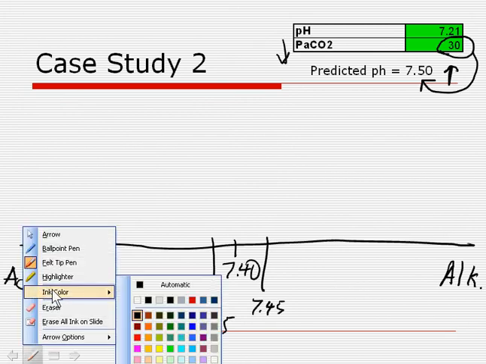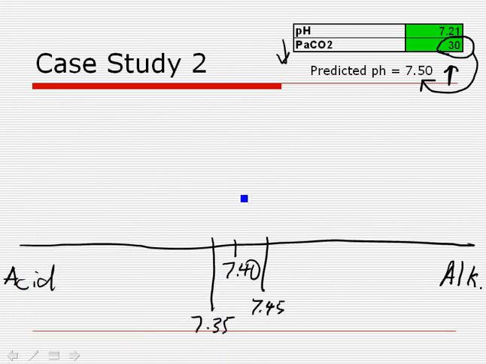I'm going to draw that vector in blue. So start off with a pH of 7.40, and it's driving me towards the alkalosis side because I'm breathing too much. I'm blowing off a lot of CO2. It's making me alkalotic. So that's going to drive me to a pH of 7.50.